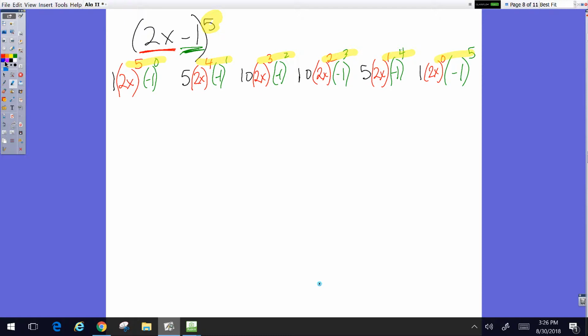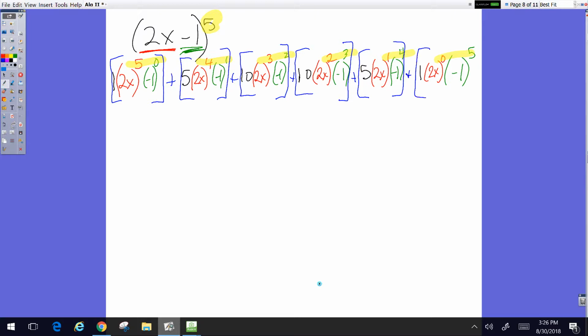Now, what this is, we're going to treat this like a single group that we add to this, that we add to this, that we add to this, that we add to this. Okay? I want to see the brackets around them. So go ahead and do that.